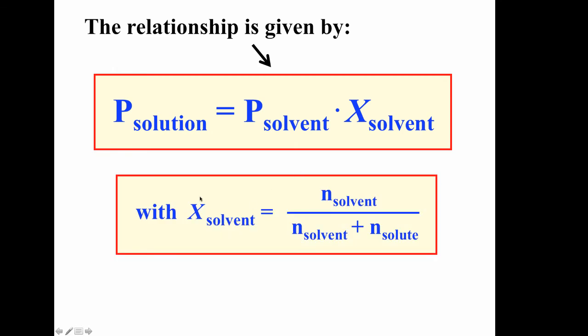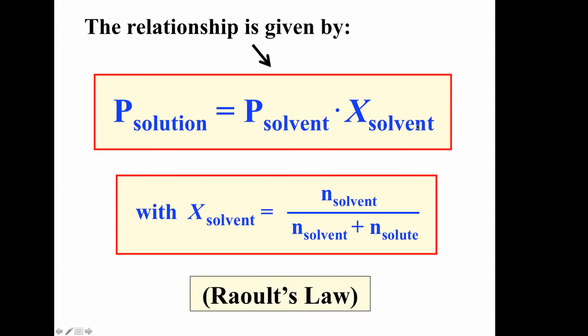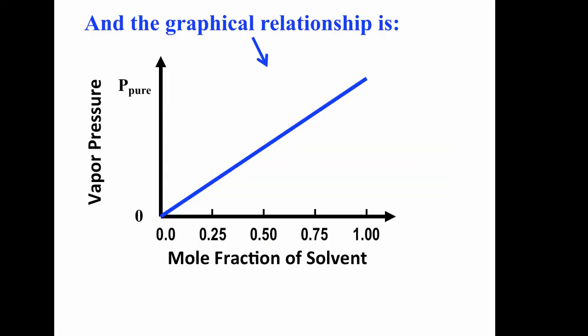So note that the mole fraction of the solvent is the number of moles of solvent over the number of moles total, which is moles of solvent plus moles of solute. And we can determine vapor pressure of solution if we know the vapor pressure of the pure solvent, and then it is going to be less because the mole fraction of the solvent will be less than 1, and this relationship is known as Raoult's law. So let's look at a little bit of this conceptually and then do an example.